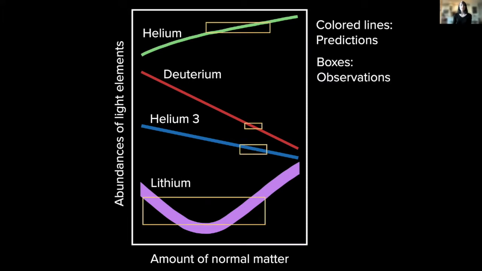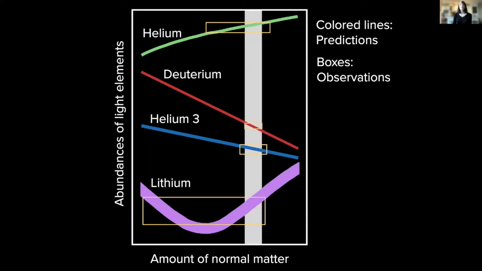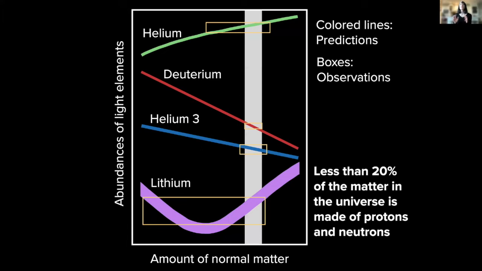These boxes here, these yellow boxes, are what we observe when we try to measure these abundances. Some of these boxes are large because some of these are difficult measurements, but what you can see is that there is a region where they all line up, and that gives us constraints on the amount of normal matter in the universe. And what this tells us is that less than 20% of the matter in the universe can be made of protons and neutrons.